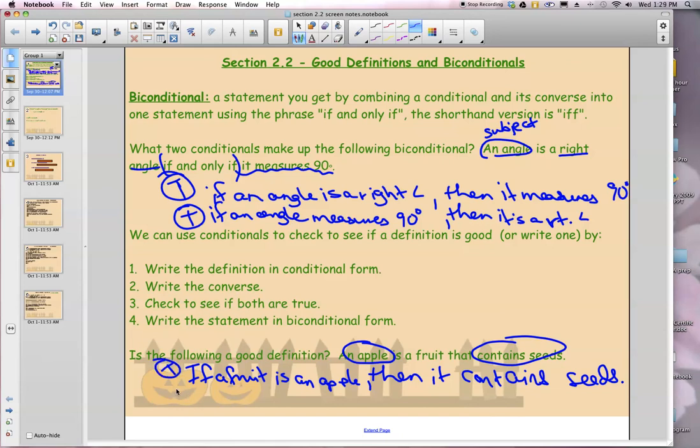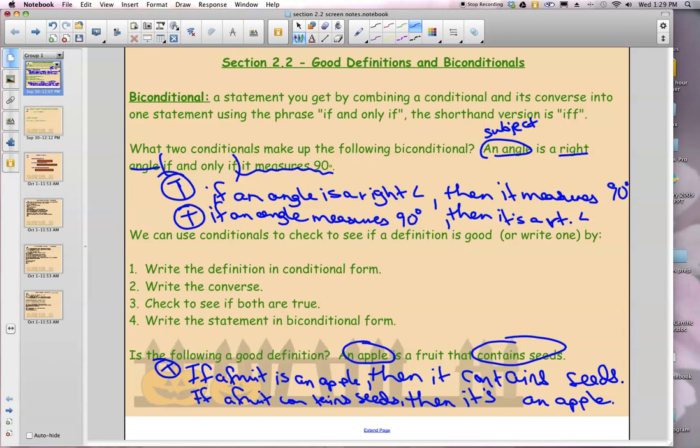So now we want to write it the other way. And if it's true both ways, then we'll rewrite it as a biconditional and it's a good definition. If they're not both true, then we won't write it as a biconditional and it's not a good definition. Okay, so to write the converse, if a fruit, remember that the subject stays, contains seeds, because that's what's going to be the next part. Then it's an apple. Okay, so that's the converse of the top sentence. If a fruit contains seeds, then it's an apple.